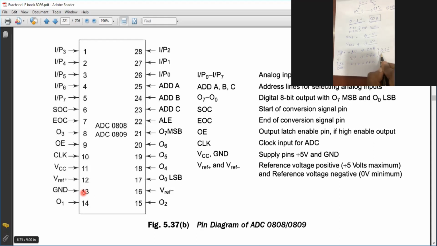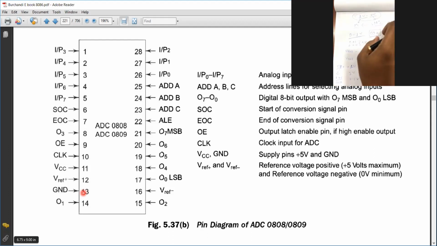256. So in that case, we select V reference plus and V reference minus in such a way that we get the maximum output. If you know the characteristics of the sensor, you can connect and work with it properly. Is it clear? So that's why V reference plus and V reference minus are very important.